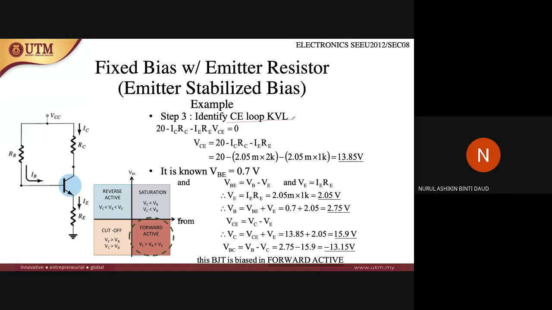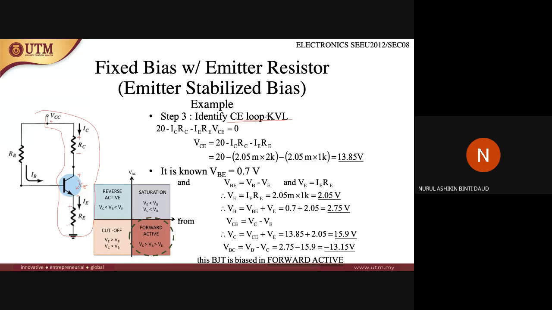Next, identify the CE loop, using the KVL. So the CE loop is here. Again, this is positive, this is negative, this is positive, this is negative. So this is the CE. And then this is positive, and then this is negative.